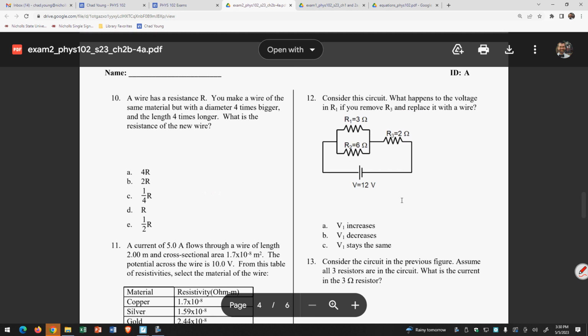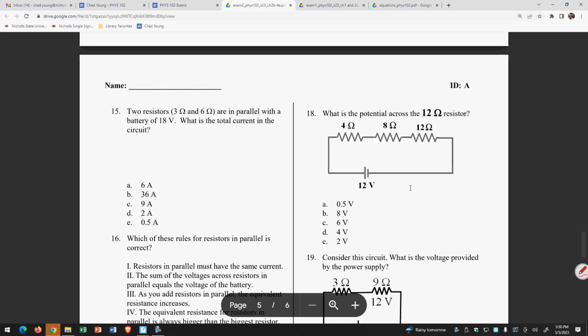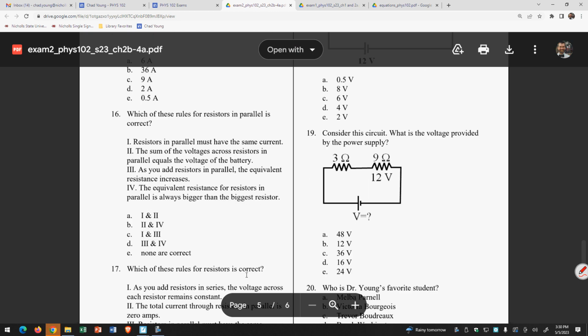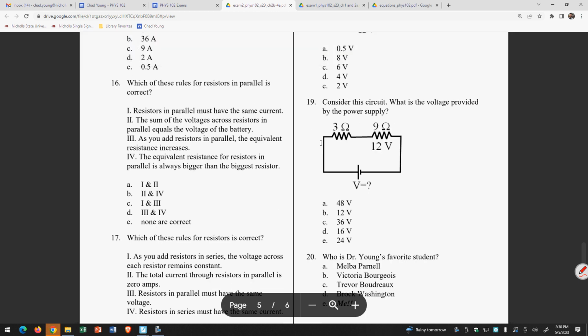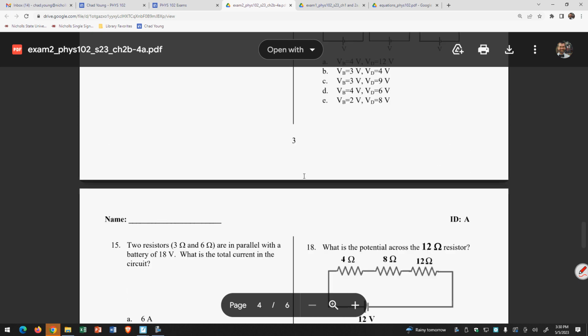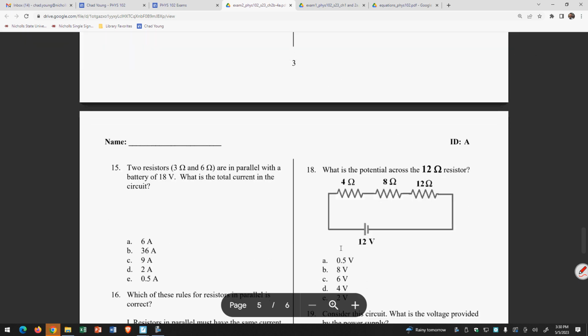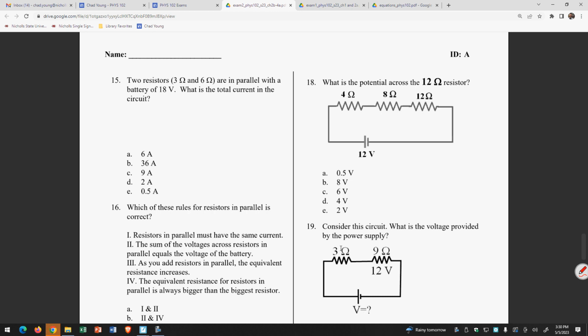Will be, I think, a fairly even mix of conceptual and calculation on this too. I want to know that you know your rules. I want to see that you can apply them. I do want you to be able to calculate things as well. Remember with these, when you're looking at potentials, it is useful to just understand how those potentials are distributed.